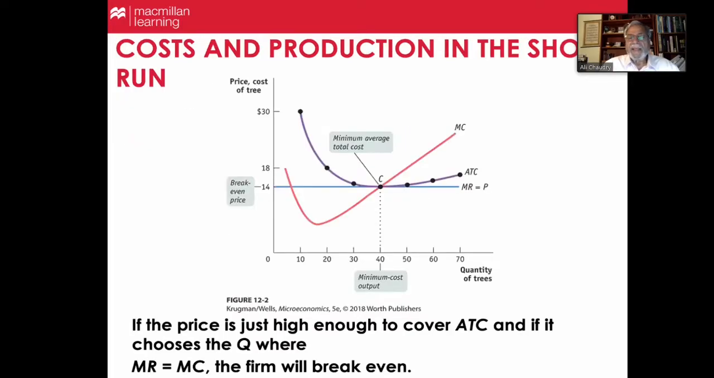Okay, now we're going to introduce one more curve into that picture. Previously, we just had the marginal revenue at price. We had the marginal cost. And now we're going to add the average total cost curve. Okay? Now, this purple curve represents the average total cost. Now, what is the average total cost? How do we define it?